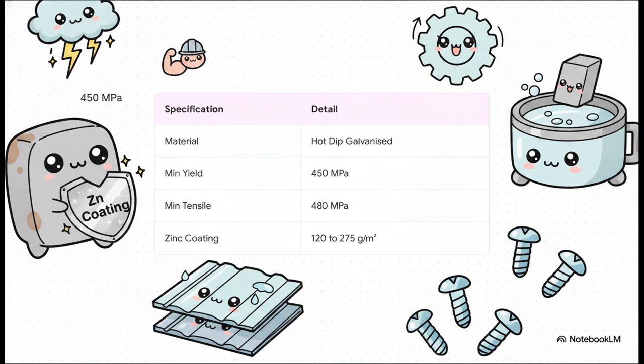And we aren't just talking about generic metal here. We're looking at hot-dip galvanized steel. The minimum yield strength is an impressive 450 megapascals. In the real world, that translates to unyielding structural integrity under massive, massive loads. And when you pair that with a zinc coating ranging up to 275 grams per square meter, that isn't just a finish. That's literally heavy-duty armor against long-term rust and environmental degradation.